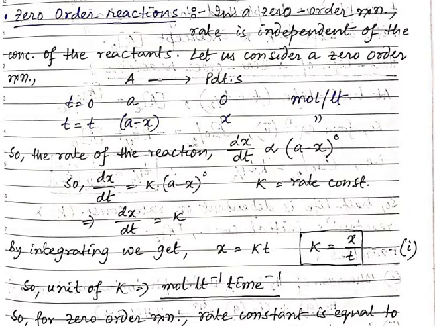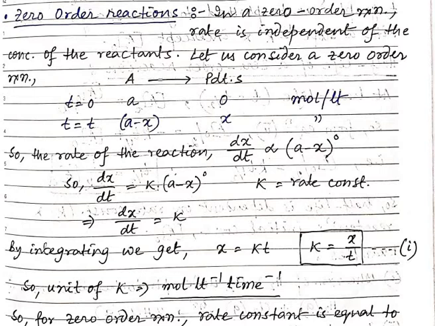Okay. So now let us consider a zero order reaction. Suppose we have a reactant, capital A, which forms a product. So A arrow product. At the initial time, suppose the concentration of the reactant is small a mole per liter, at t equal to 0. Obviously at that time there should be no product, because when we start the reaction we can see only the reactants.